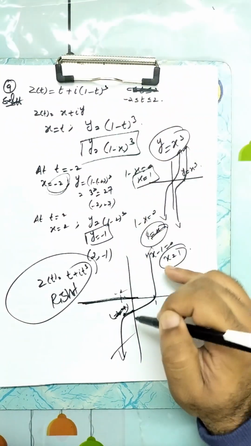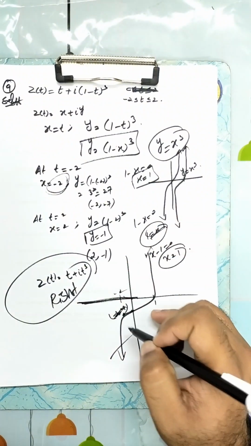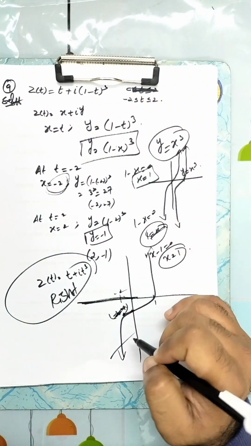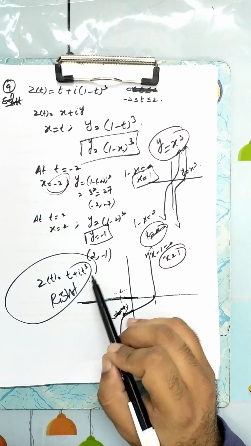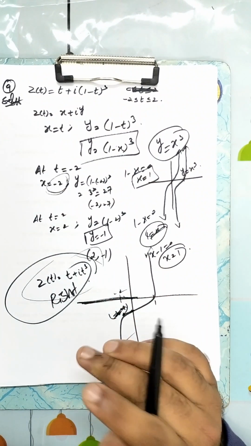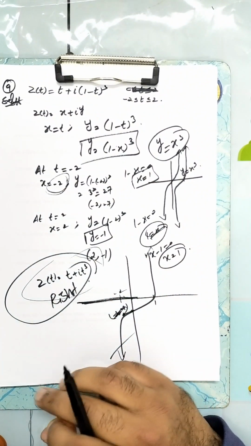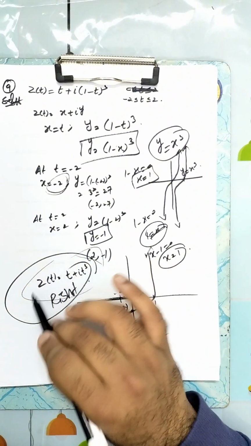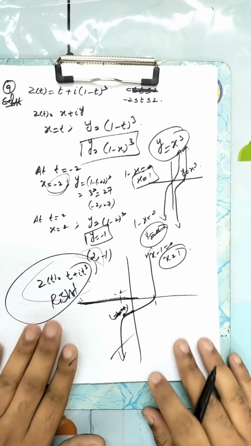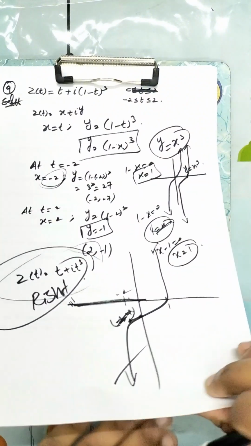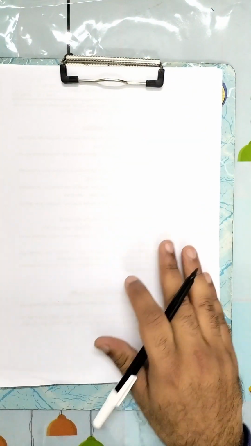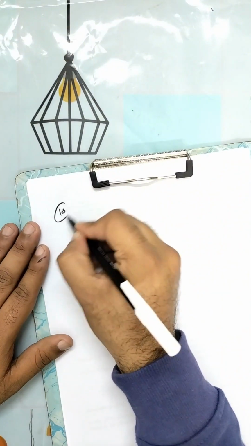This question is mathematically wrong. It is not possible to put the point (-2, 27) here. So this is the right question, and please students solve according to this equation. So now we go to question number 10.